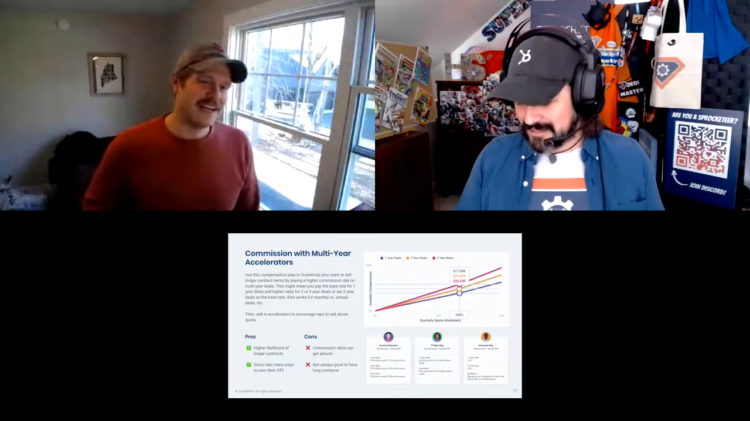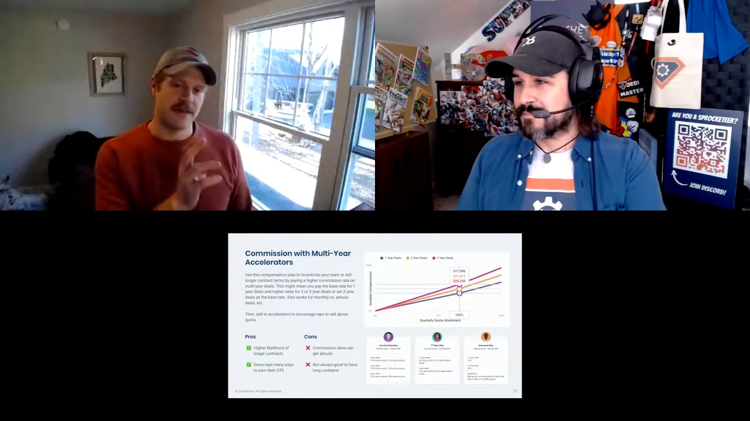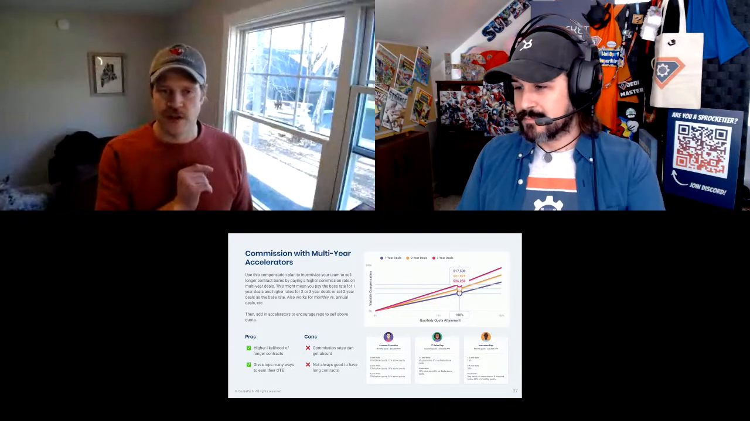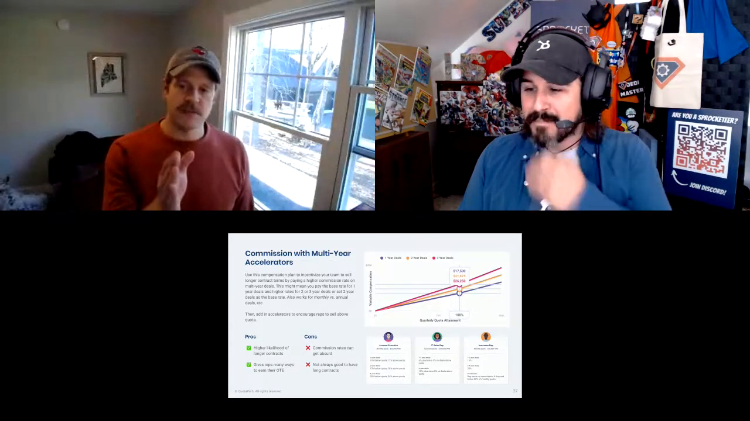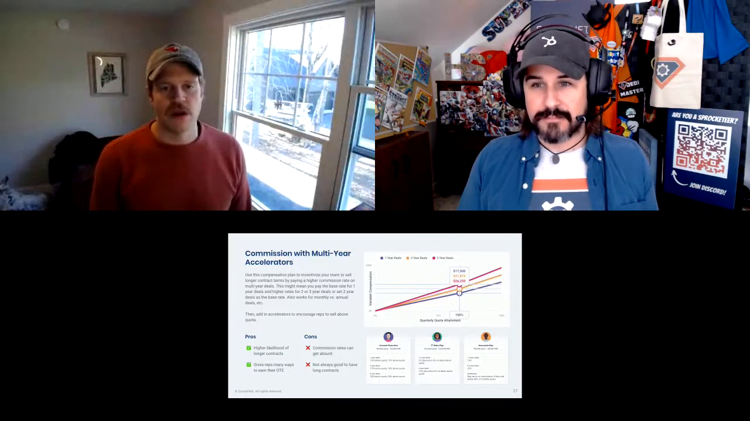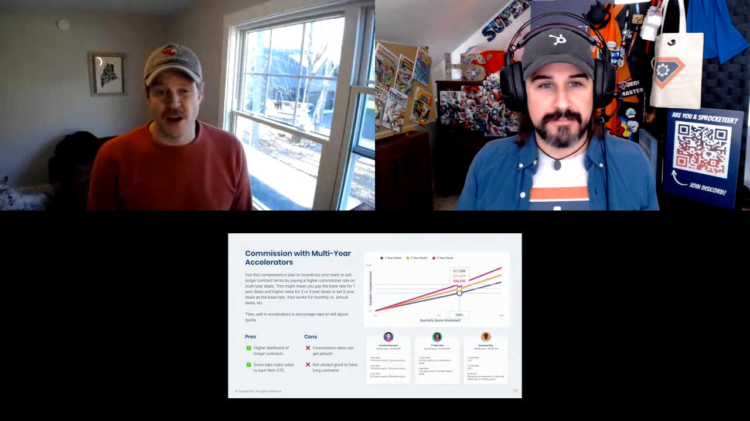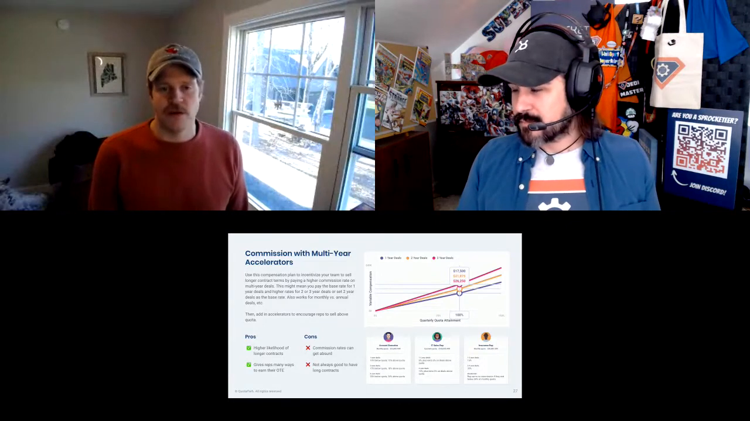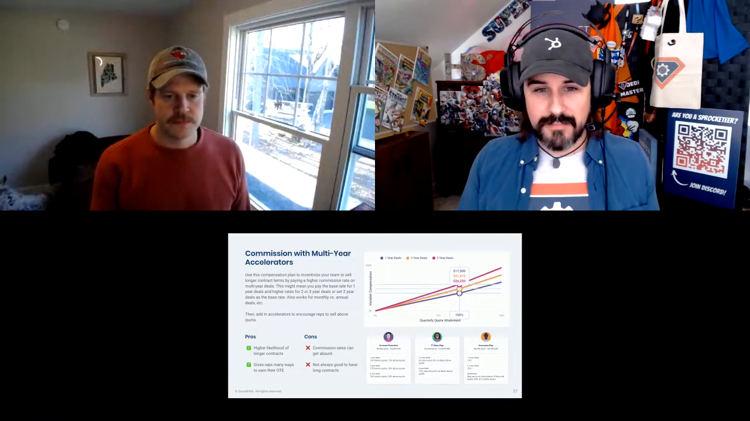What I generally do is pay 10% on a 1-year contract, 15% on a 2-year contract, 17.5% on a 3-year contract. Gotcha. And that's paid on the ARR, and that's paid up front because you want to pay your reps as quickly as possible. Love that.